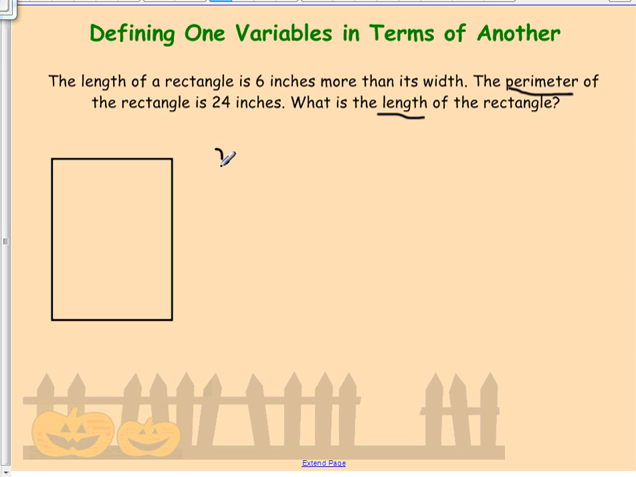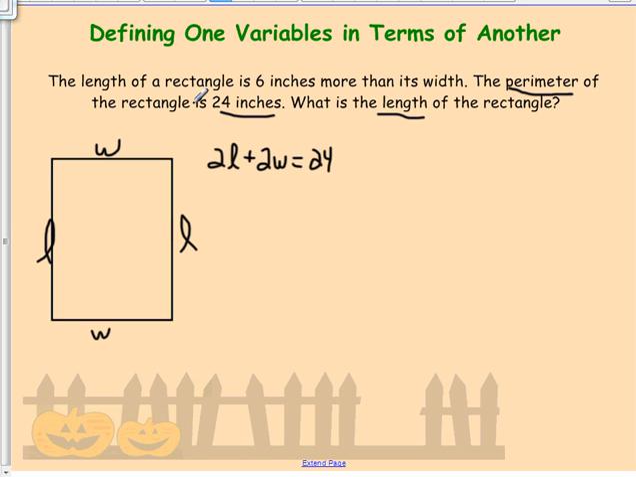So if you think about it, we know that the perimeter of this particular shape is 2L, 2 times the length, plus 2W. And in this case, we know the perimeter is 24. So if this was our length, and this was our length, and this was our width, and this was our width, we have 2 lengths plus 2 widths, and that will get us 24 around it.